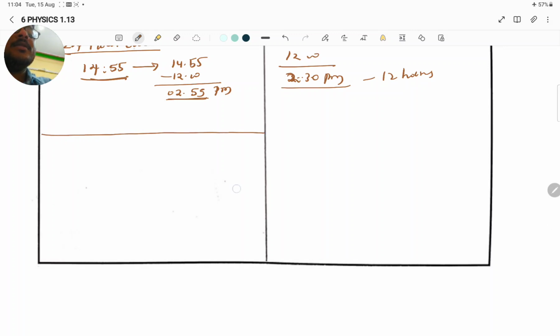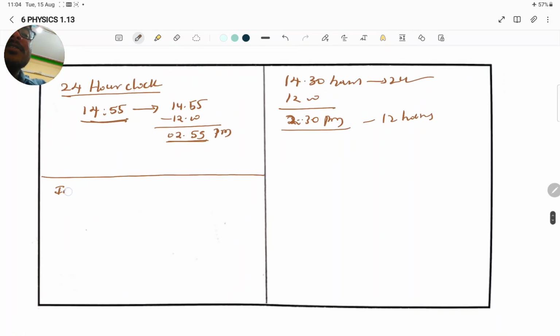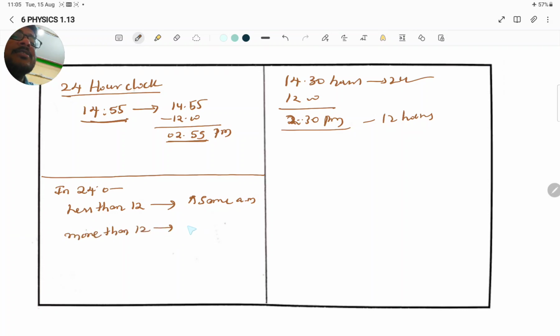See here, in 24 hours clock, if the time is less than 12, we just write it as it is and keep AM. Write AM. Okay, if it is greater than 12, we subtract 12 from the given time and write PM. This is the 24 hour clock and 12 hour clock.